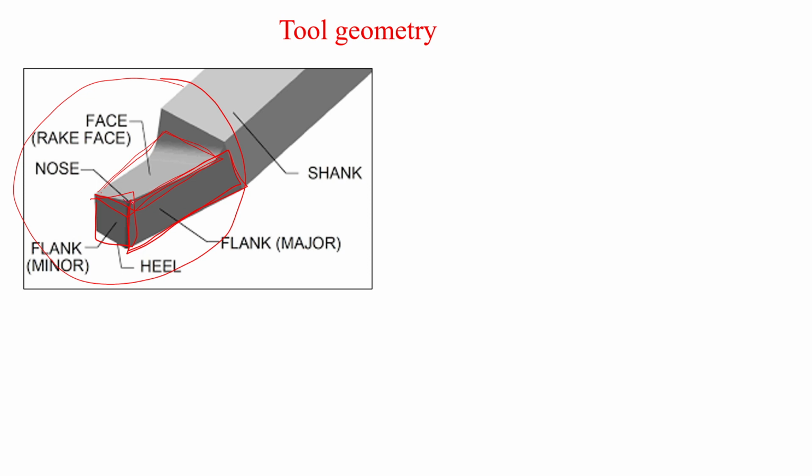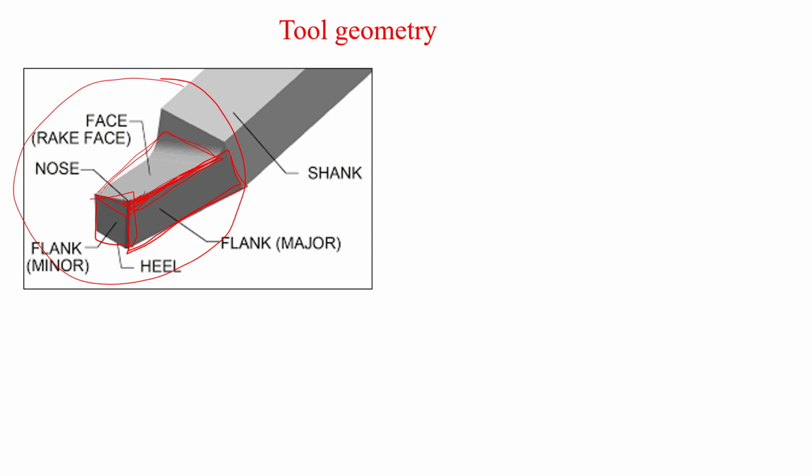Right? And this is the curve. This is called the nose of the tool. So basically we have four things. One is the rake surface, one is the major flank, one is the minor flank, one is the nose. And the edge, this is the cutting edge through which the tool cuts.